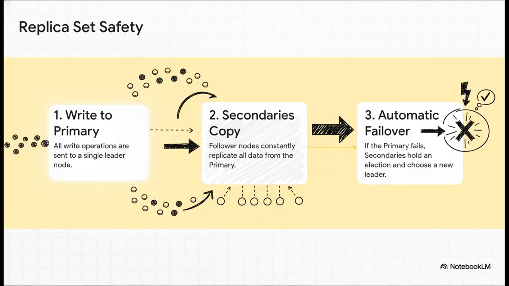Your application sends all its new data, all its writes, to one node that's designated as the primary. The other secondary nodes are just sitting there, constantly watching and copying every single thing the primary does. Now, if that primary node suddenly crashes, maybe the power cord gets kicked out, the secondaries notice instantly. They hold a super fast election, pick a new primary from among themselves, and your app just keeps on chugging along, often without anyone even noticing there was a problem. That is high availability in action.